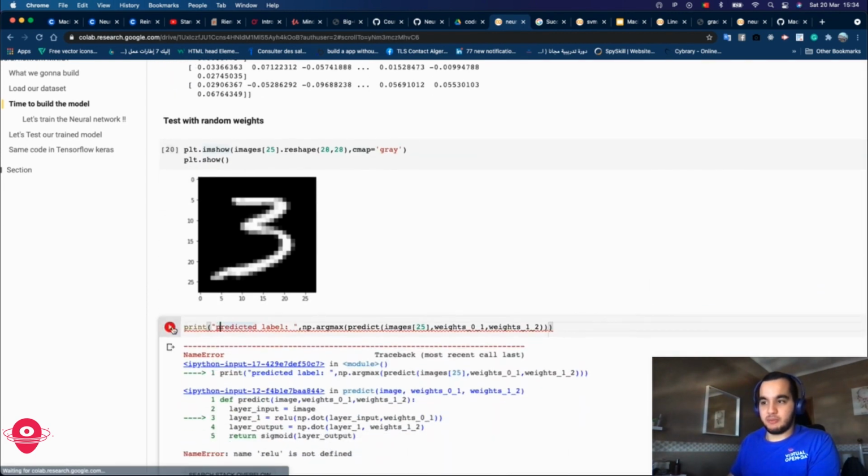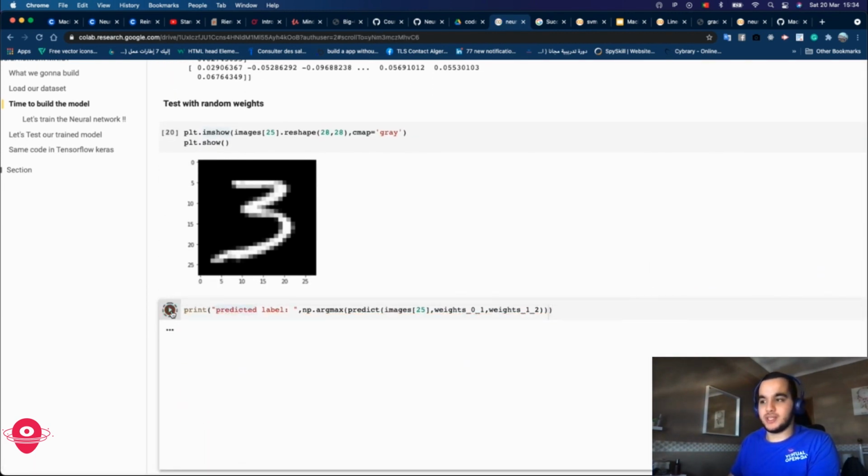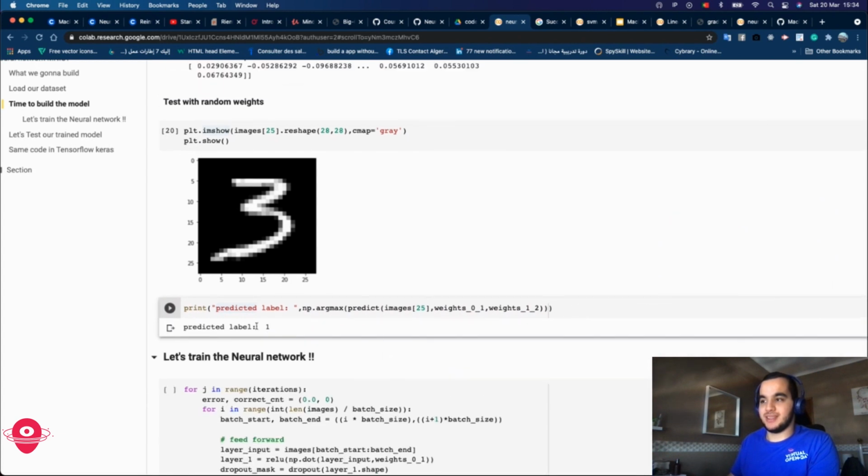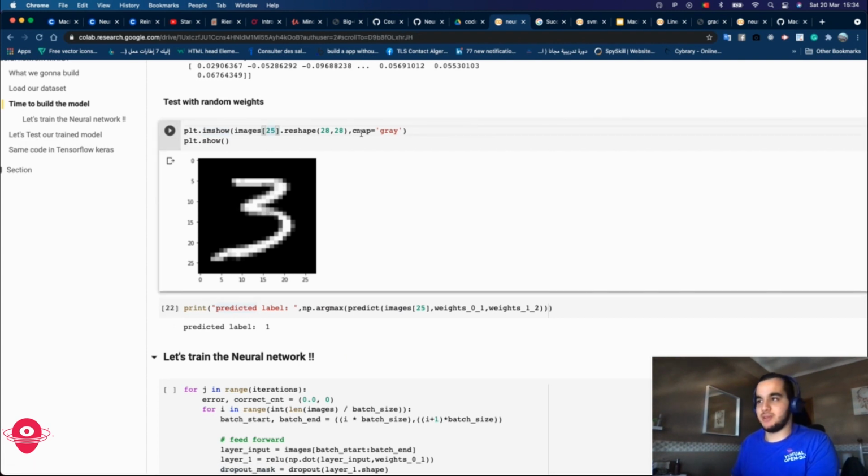Okay, so let's run our prediction function with those random weights that we had. You're going to see that our model is predicting this picture as being 1, when in fact it is 3. So it is completely a random guess. Let's try to pick another image.